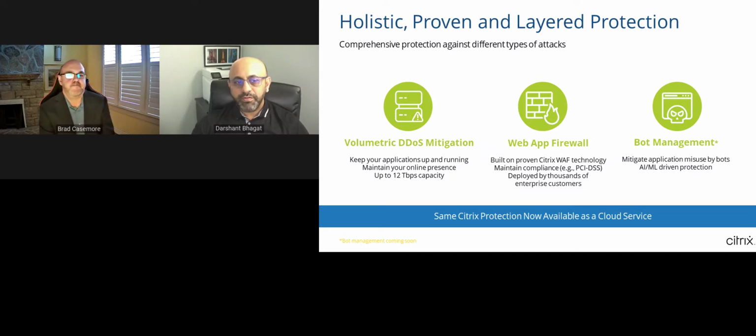Citrix already offers a robust bot mitigation capability, including device fingerprinting, signatures, mobile SDK, as well as AI/ML-based detections of attacks such as credential stuffing and content scraping as part of the Citrix ADC offering, managed through the centralized Citrix Application Delivery Manager, ADM. And this bot mitigation capability will soon be available in CWAAP as an optional add-on.